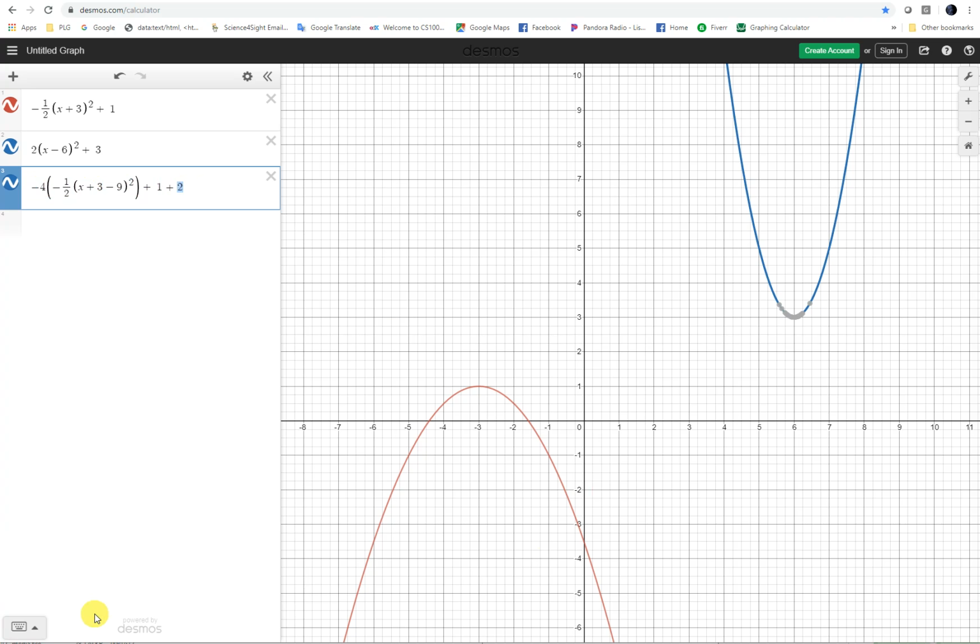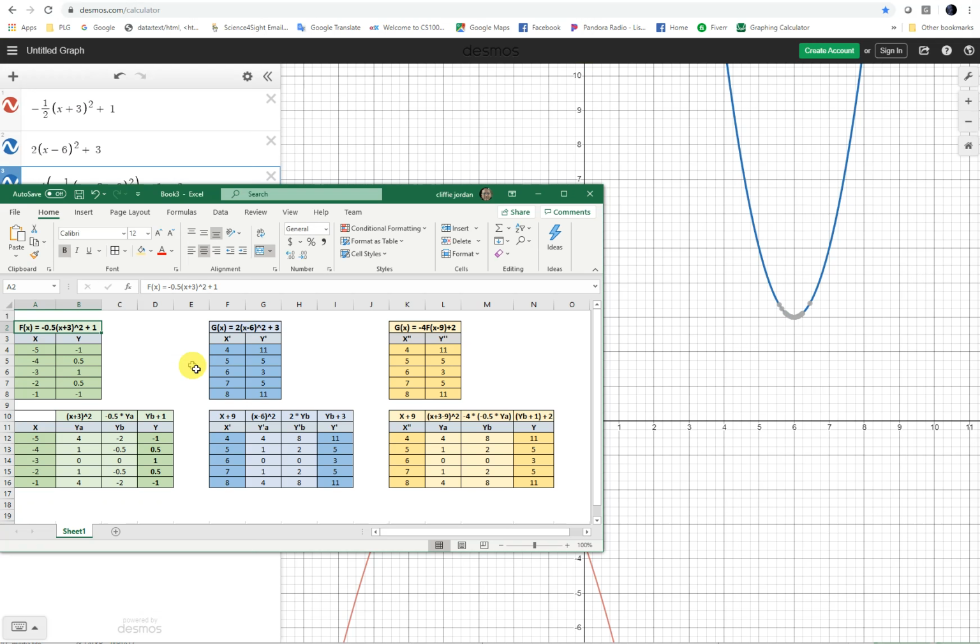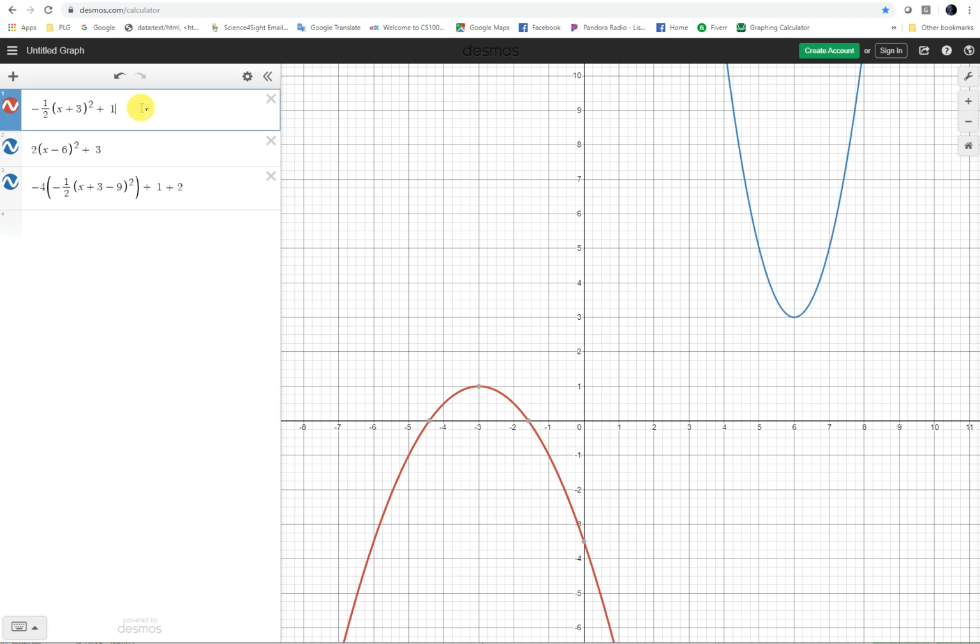To put this another way, let's bring up a little spreadsheet. Here's kind of the same idea, except we're looking at the actual numbers, the actual coordinates, instead of graphing it. So here's f of x. This is the exact same function as you see up here. Oop, I lost it. Let's go back.